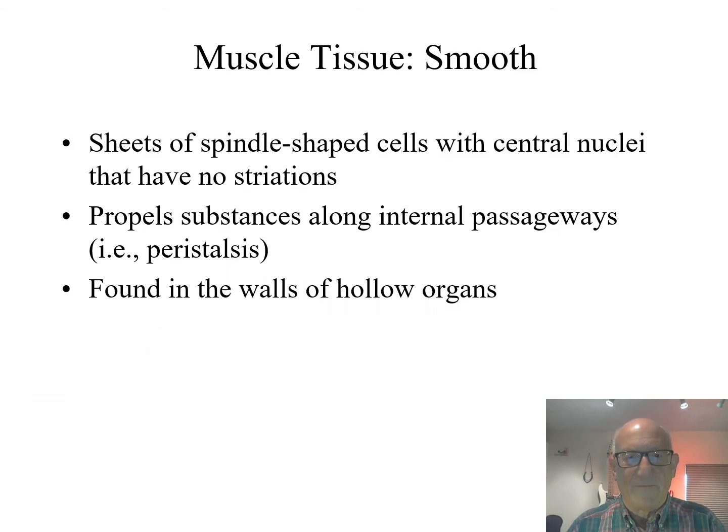All right. Smooth muscle are found in sheets of spindle-shaped cells with central nuclei that have no striations. All right, so no striations on smooth muscle cells. The job of smooth muscle is to propel substances along internal passageways. In the digestive system, we call that peristalsis. It's found in the walls of hollow organs, including blood vessels.